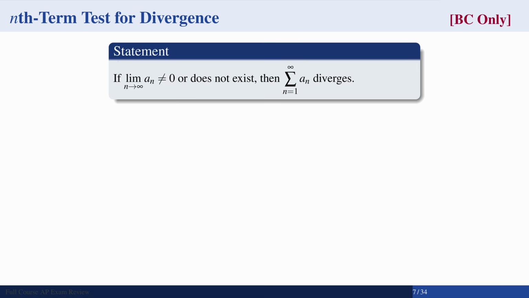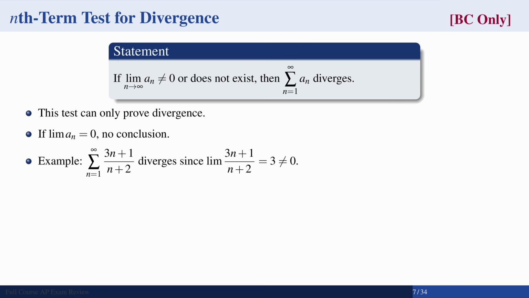The nth term test for divergence is a really important test. It just says if the limit as n approaches infinity of a sub n is not 0 or doesn't exist, then the sum from 1 to infinity of a sub n diverges. So this test can only prove divergence. You cannot show that something converges by using this. If the limit as n approaches infinity of a sub n is equal to 0, there's absolutely no conclusion that you can draw.